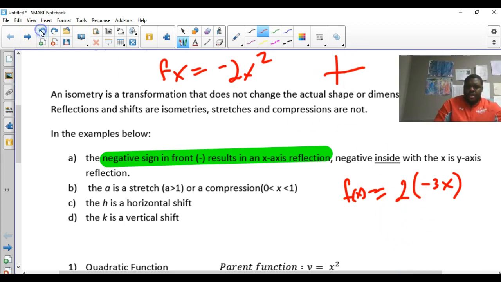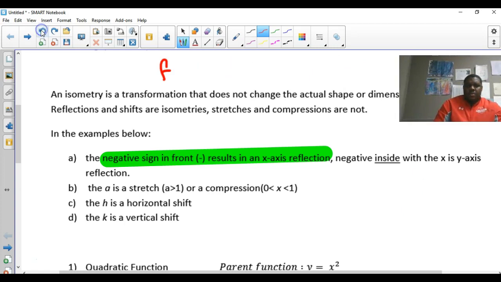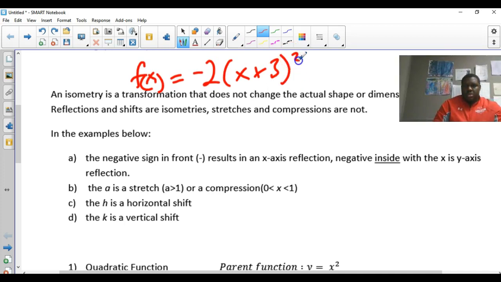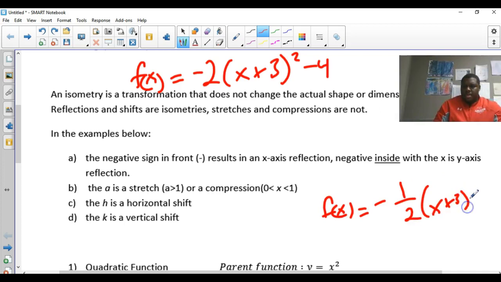Next we have the a value. The a is the value that is right in front of the function. So again, let me make up a function. f of x equals negative 2 times (x plus 3) squared minus 4. Now, let's talk about the a. Your a here is 2, not negative 2. The negative on the outside says reflect over the x-axis. That's nothing to do with this 2.